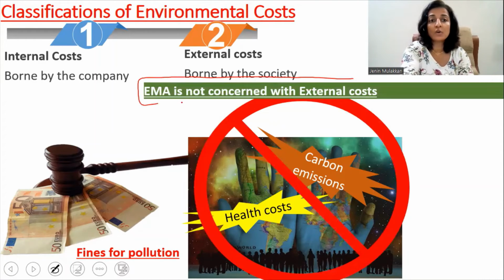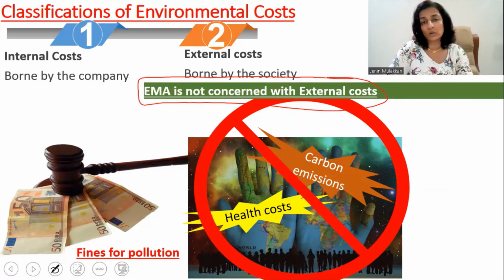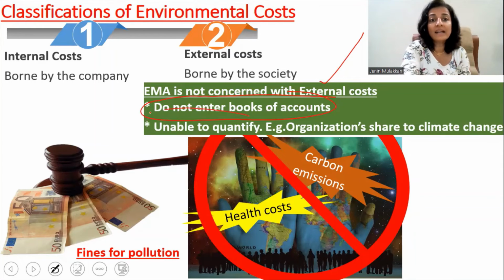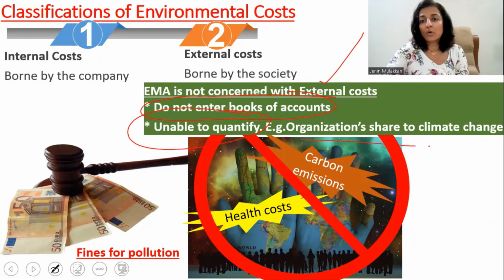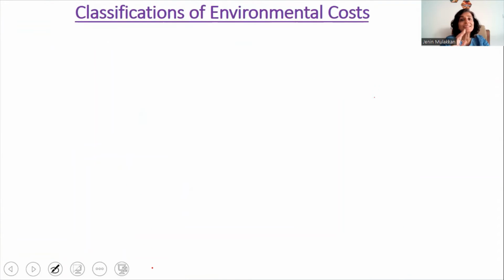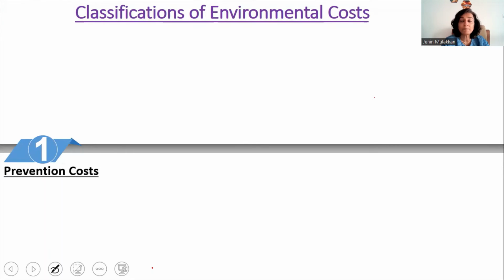Now, EMA is not concerned with external cost. And the reason is simple, because the external cost does not enter the books of accounts and it is unable to be quantified. Example, the organization's share in climate change, etc. A particular company is unable to find out what its share is in the environmental degradation. So those are the difficulties concerned with external costs, and hence EMA is not concerned with the external costs. Now we are going to see another method of classifying the environmental cost. The first type is the prevention cost.